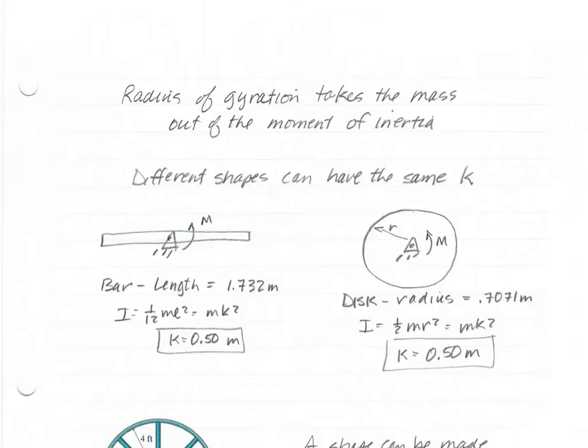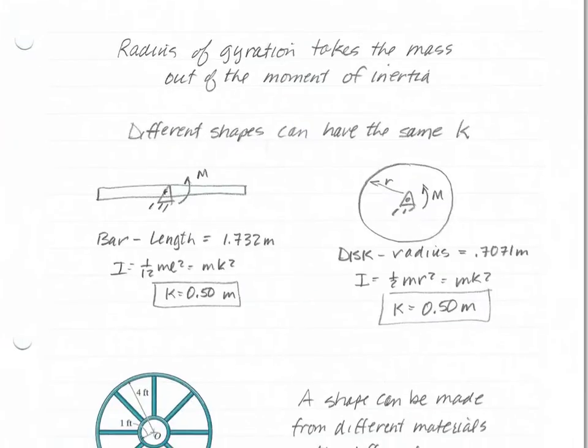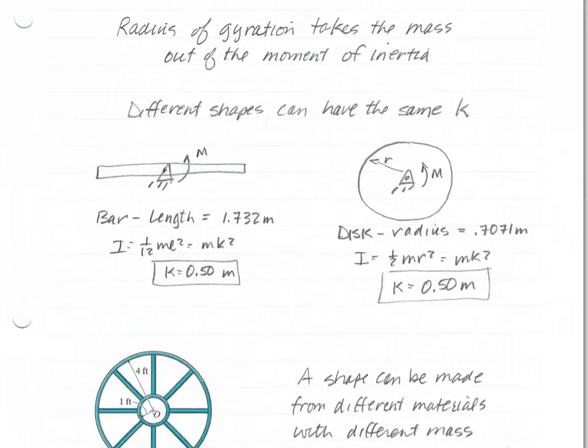Just another look. The radius of gyration takes the mass out of the mass moment of inertia. Different shapes can have the same k value. We've already talked about that, and you can see my examples here. Different shapes, different... I don't really compute the mass here. All I'm doing is suggesting that they have different k values.